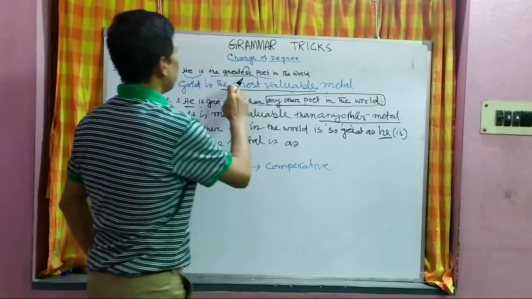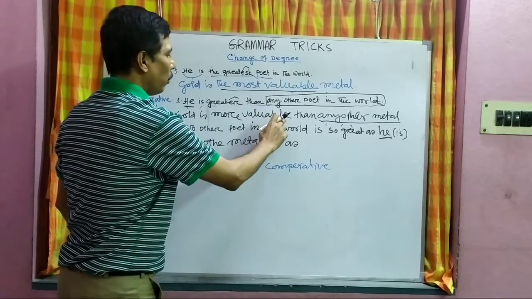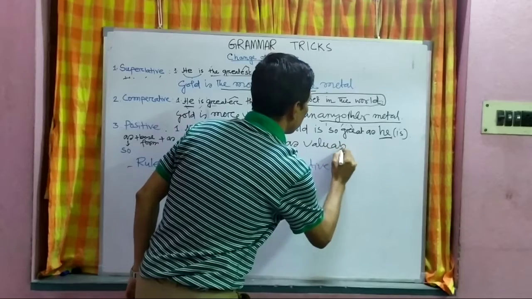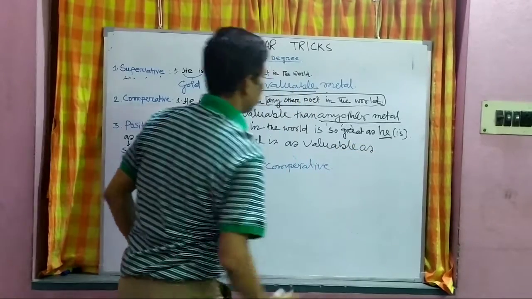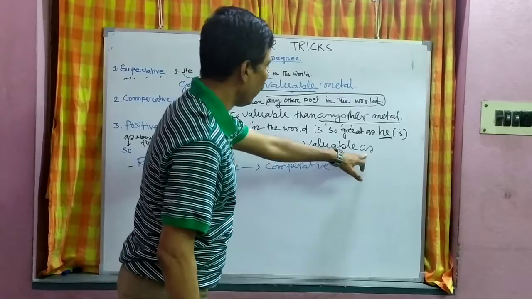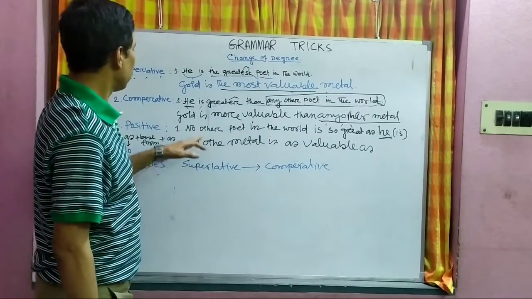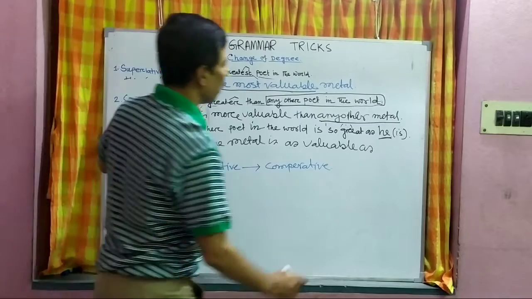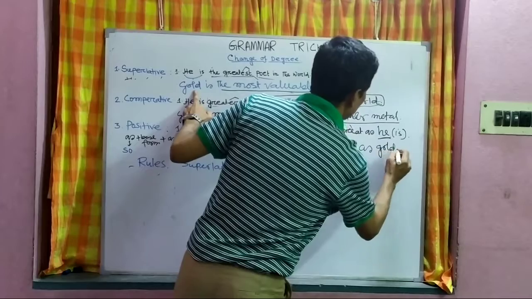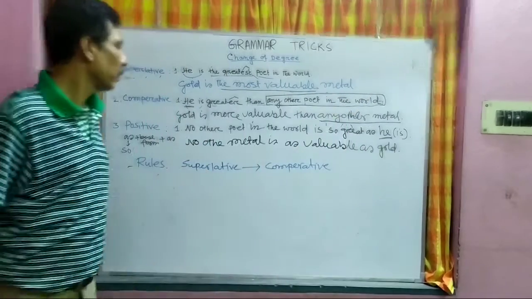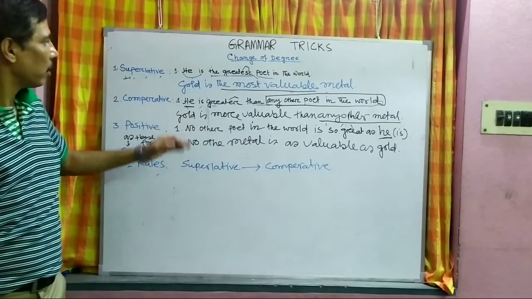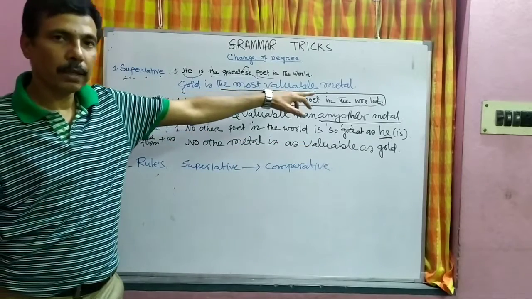As valuable, as valuable as. Next, the subject. What is the subject? The subject is gold. Here, write gold. So it will be the answer: no other metal is as valuable as gold. Again, I repeat, gold is the most valuable metal.